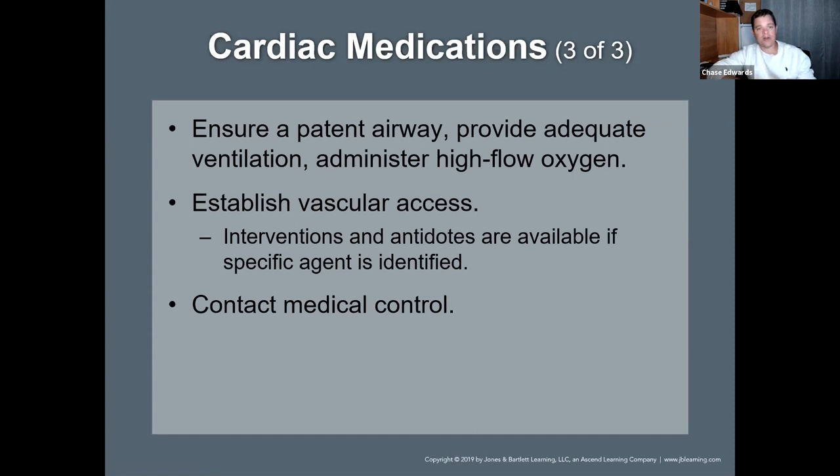So the best thing to do is you want to ensure that you have a patent airway, you have adequate ventilation, you're going to administer high flow oxygen to those patients. Establish that vascular access. So interventions and antidotes are available if the specific agent is identified. So you want to make sure you have that vascular access so it can be given as quickly as possible.